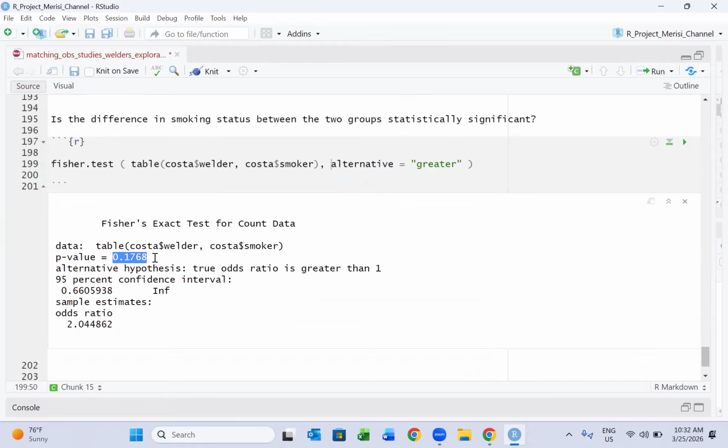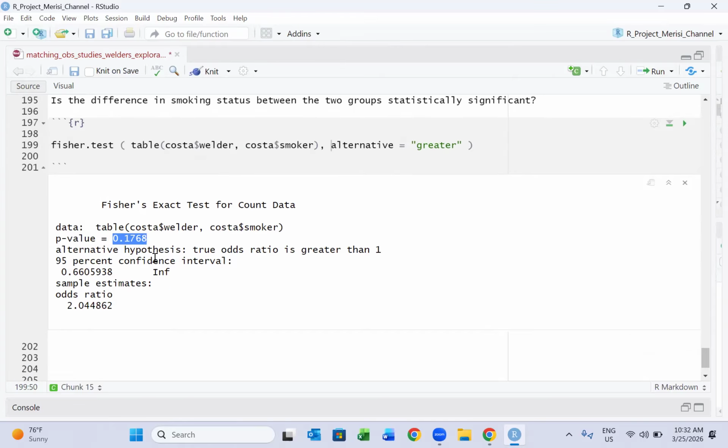Because the p-value is greater than alpha, we cannot say that the proportion of non-smokers is higher among non-welders compared to welders. That's what the exploratory statistics are suggesting, but the Fisher test is not giving us enough evidence for that. So we cannot claim that non-smokers are more prevalent among non-welders than among welders. In short, the difference in smoking status between welders and non-welders is not statistically significant.